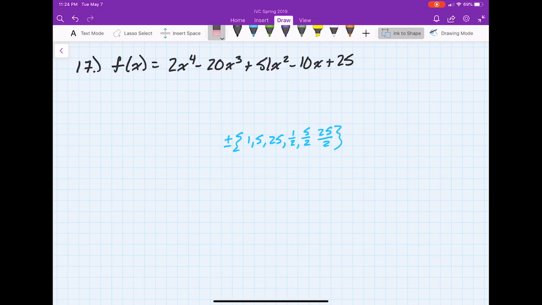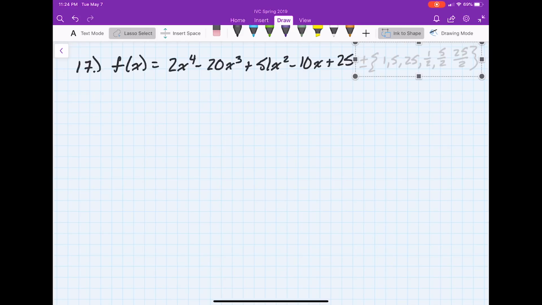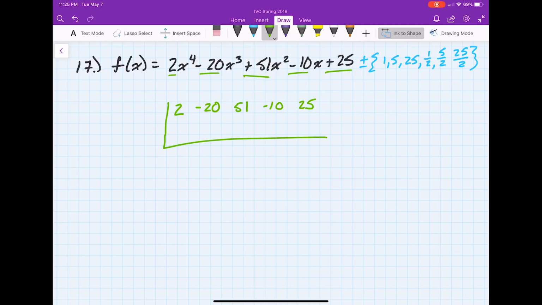So I'm going to need some more room here to do synthetic division, and I'm going to move our possibles over here. And I already worked this out earlier, so I know some of the answers, but I'm going to show you the process. So we're going to take these leading parts of all these terms. So we'll bring down this 2, negative 20, 51, negative 10, and 25. And like I said, I'm going to try some of the ones that don't work, and then we'll get to the ones that do work, and then we'll kind of skip testing all the other ones. So we'll move this 2 down, and we'll just try the first one as a positive.